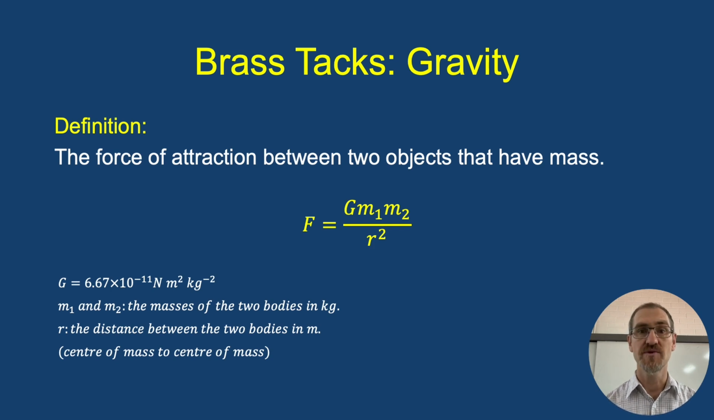Capital G is a gravitational constant, 6.67 by 10 to the negative 11 newtons meters squared per kilogram squared. This constant is the same throughout the universe. M1 and M2 are the masses of the two bodies that we're interested in. R is the distance between their centres of mass, in metres. Mass is always in kilograms, distance is always in metres.